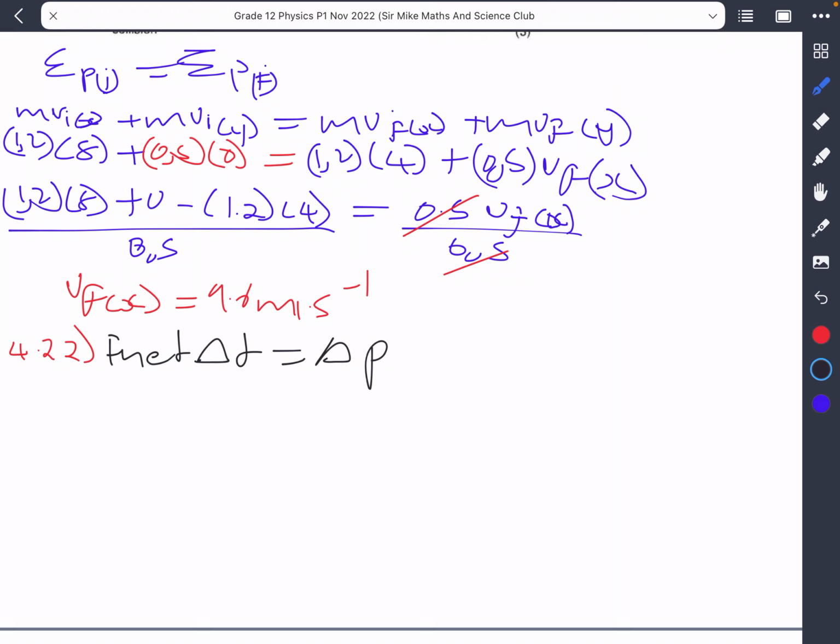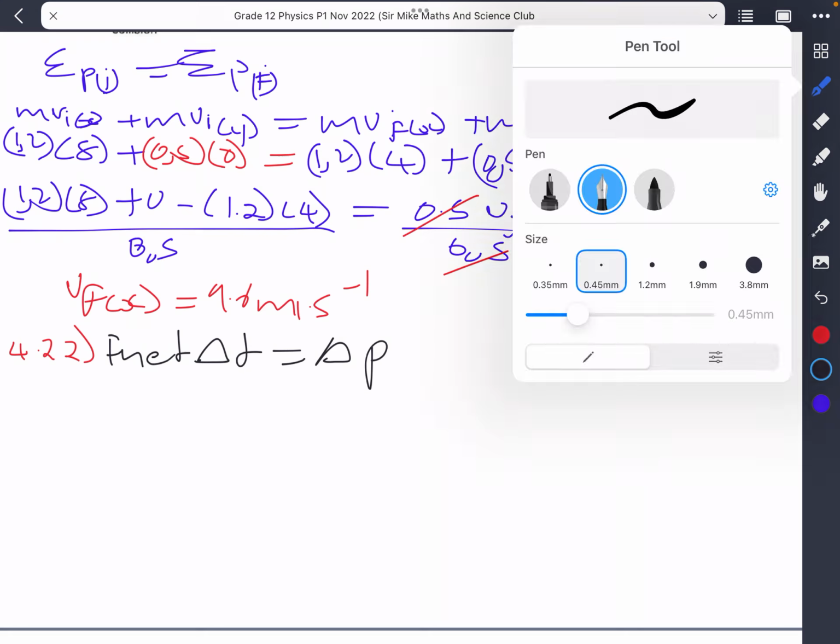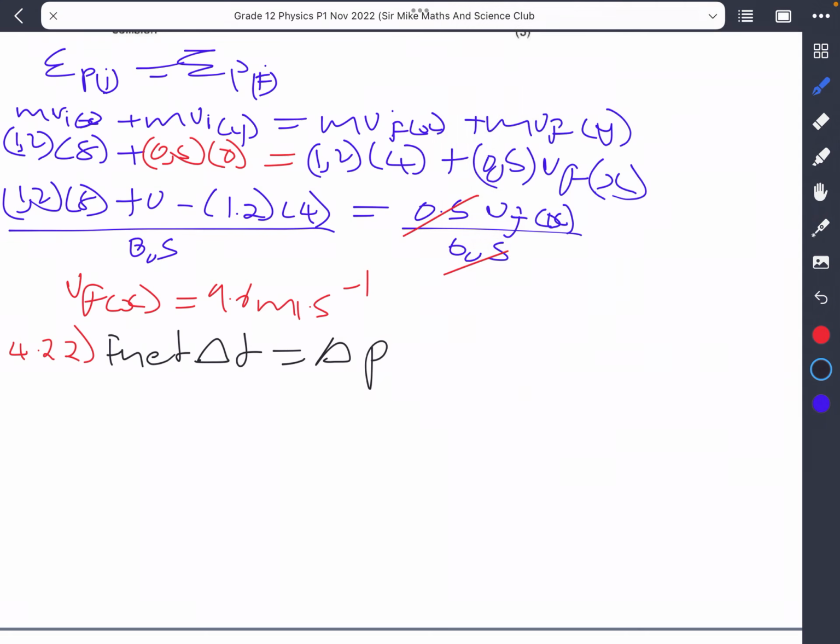Remember that we considered going to the east as positive, right? So I'm just going to expand this formula that we have here. We still have F net multiplied by delta T, which would simply be equal to m v final minus m v initial. That would be for trolley X. Let me just write X there.